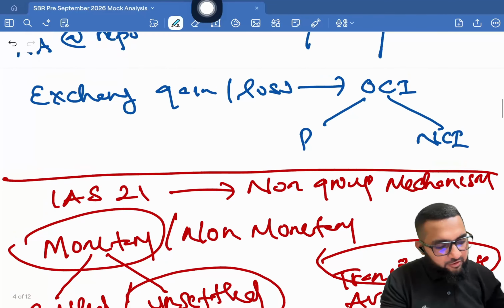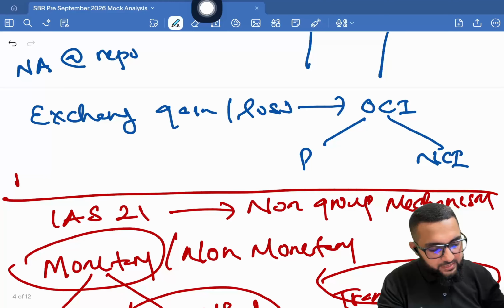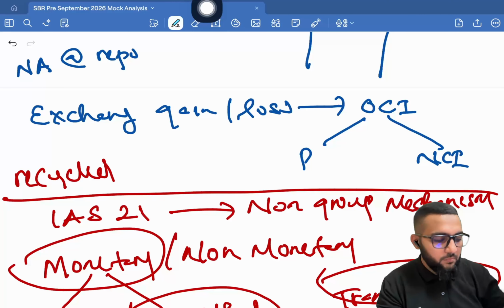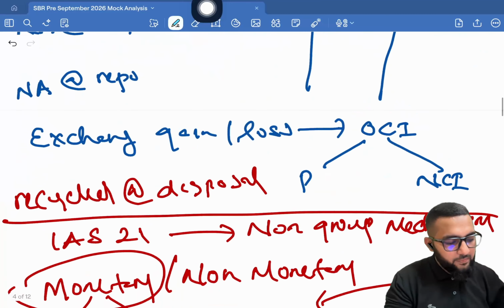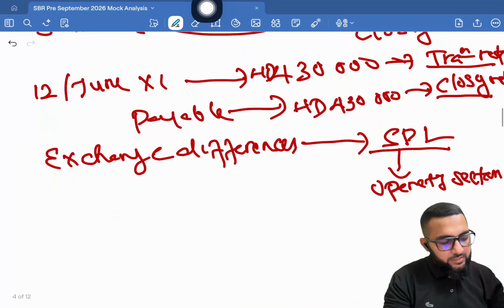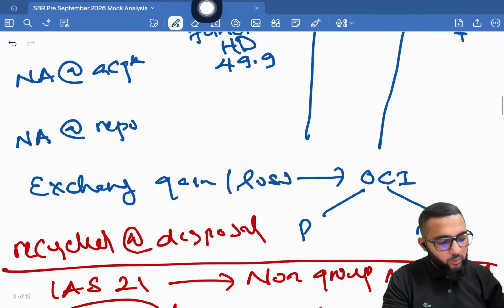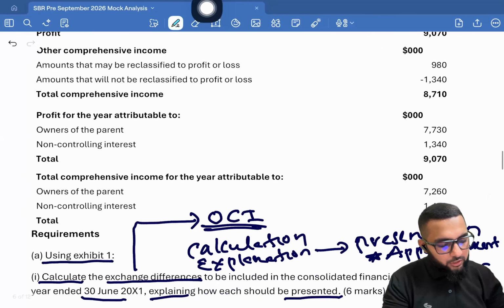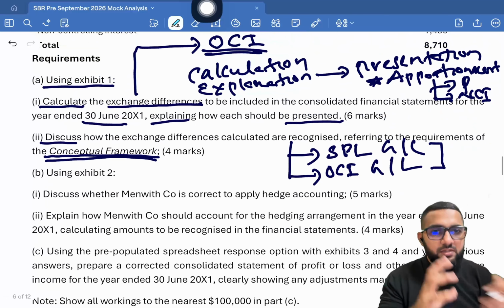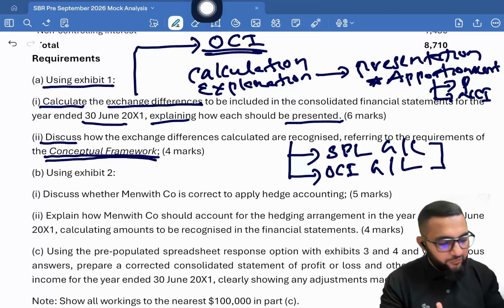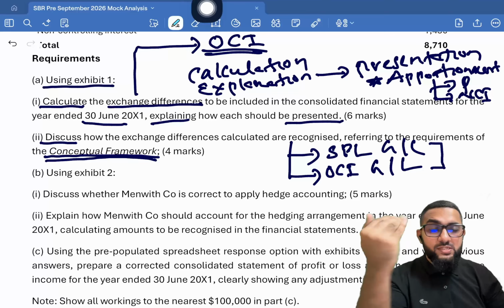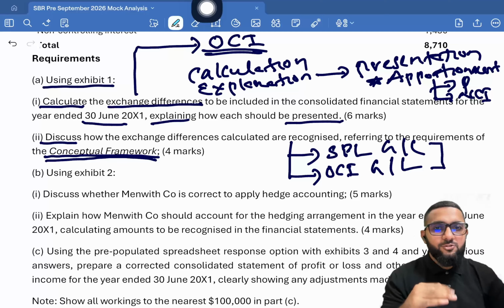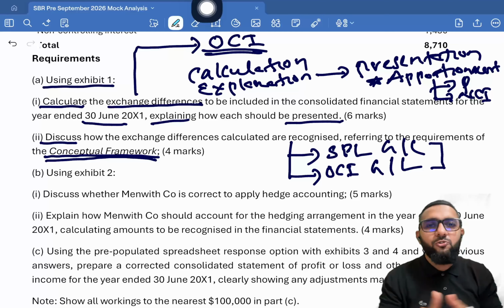Okay. Now, whatever we recognize in OCI will be recycled at disposal. Okay. So those are the two transactions. So what was the requirement? The requirement wanted you to calculate. So we did understand how the calculation works using different rates, which would give rise to exchange differences, right? Then explain how each should be presented. So we did discuss OCI, then P&L, right? So whatever we discussed, that's how you're going to write it down, right?